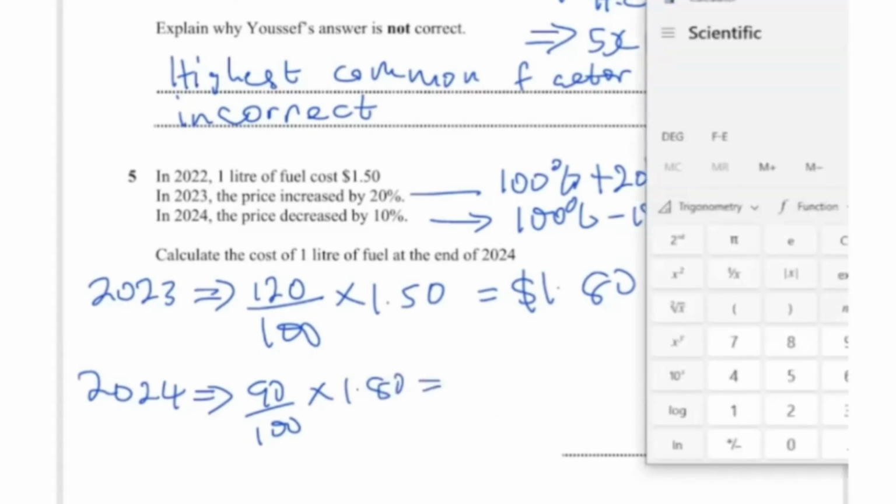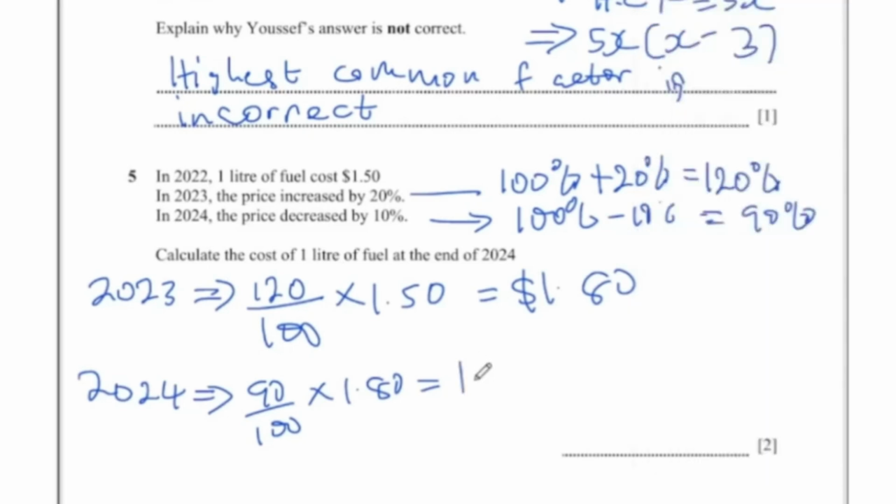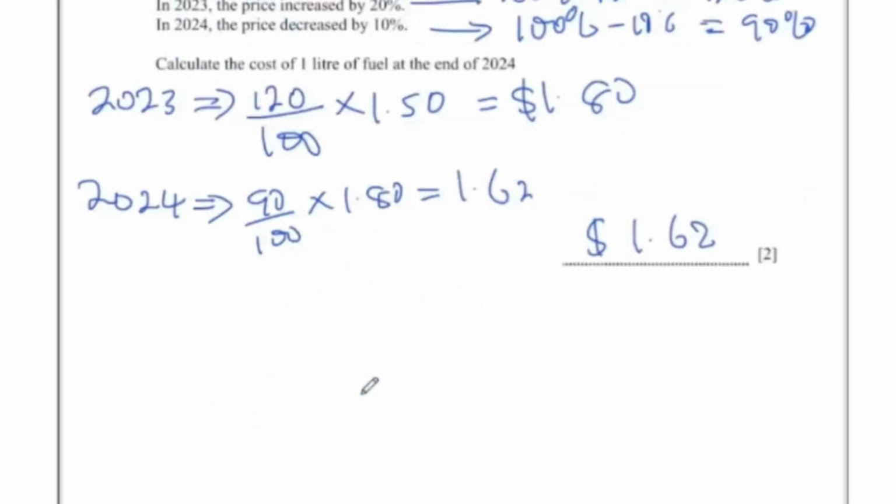So pull up a calculator. 90 divided by 100 is 0.9. If I multiply the price at the end of 2023 by 0.9, let's see what we get. We get $1.62. So this gives us 1.62. We'll record it properly. So this is how we solve this. Just remember, when it's an increase, you are adding. When it's a decrease, you are subtracting. And that is the trick to solving question 5.